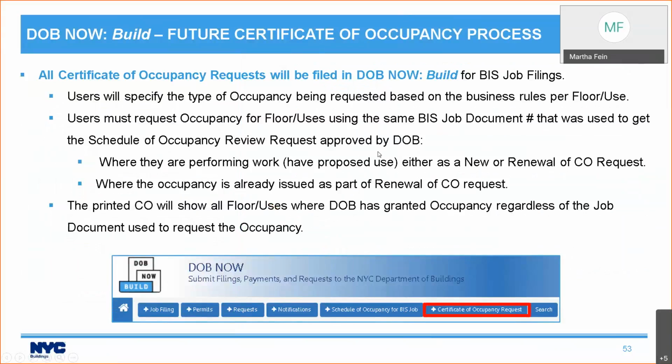So let's talk about the new process. All certificate of occupancy requests will now be filed in DOB Now BUNLD for BIS job filings. You're going to specify the type of occupancy being requested based on the business rules per floor use. And you need to use the same BIS job doc number that was used to get the Schedule of Occupancy review request approved by DOB. So whatever BIS job and doc number you used for the Schedule of Occupancy, you need to use that same one for the Certificate of Occupancy.